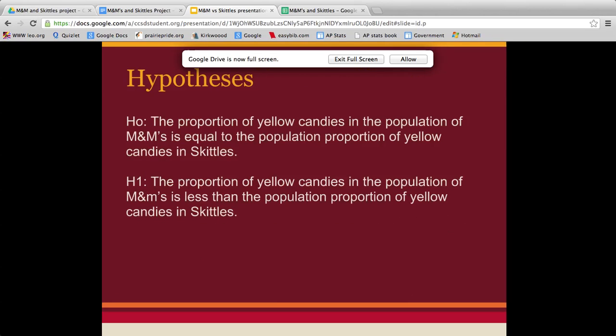So our hypotheses: our null hypothesis says the proportion of yellow candies in the population of M&Ms is equal to the population proportion of yellow candies in Skittles. And then our alternative says that the proportion of yellow candies in the population of M&Ms is less than the population proportion of yellow candies in Skittles.